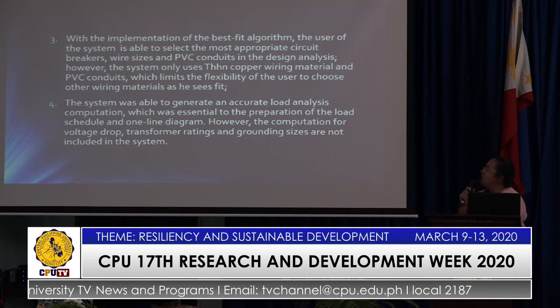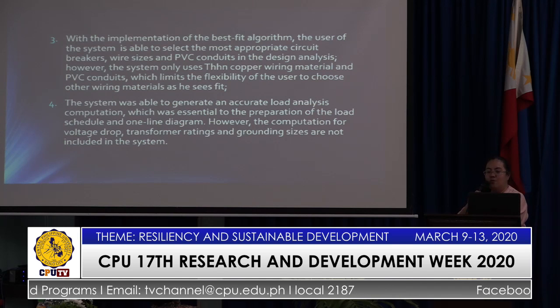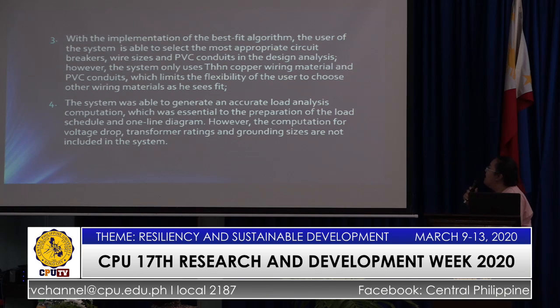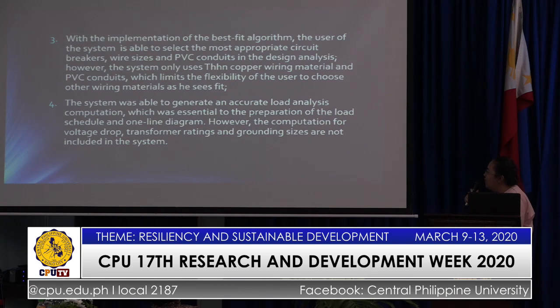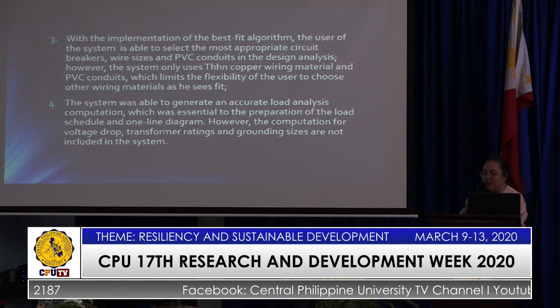And number four, the system was able to generate an accurate load analysis computation, which was essential to the preparation of the load schedule and one-line diagram. However, the computation for the voltage drop, transformer ratings, and grounding sizes are not included in the system.